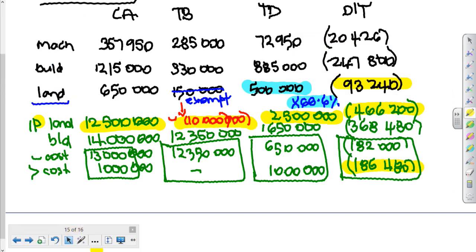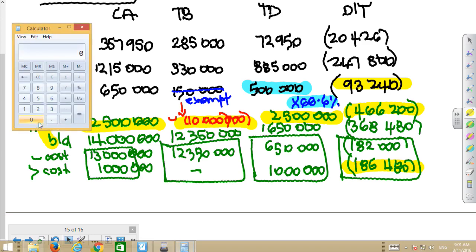All right, so here's my calculator. Oops, what happened to the calculator? Okay, here's my calculator.